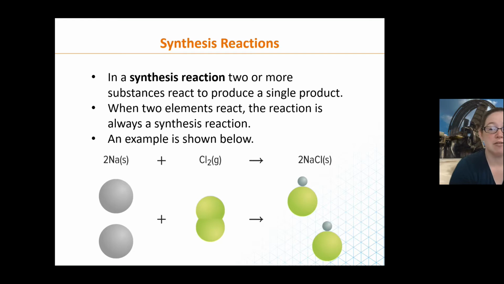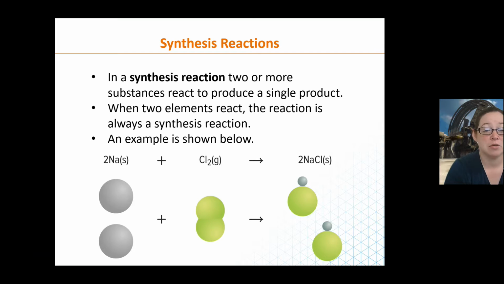So the first reaction that everybody gets exposed to is a synthesis reaction. A synthesis reaction is where two or more substances react to produce a single product. So we've used this a lot in practicing making ions and practicing creating covalent compounds because you're just putting two things together and you're creating a compound. And so when two elements react, the reaction is always a synthesis reaction. So basically, this is what you guys have been practicing from last quarter all the way through this quarter.